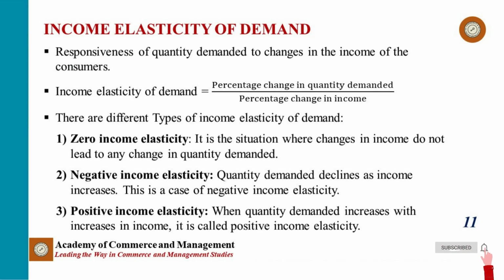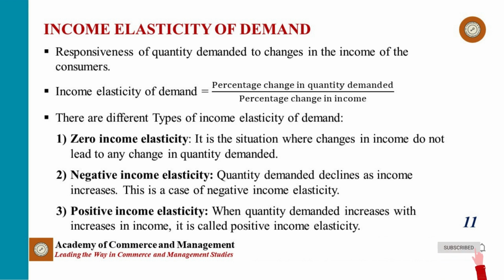The second type of elasticity of demand is income elasticity of demand. Income elasticity of demand is the responsiveness of quantity demanded to changes in the income of the consumers. It can be calculated by dividing the percentage change in quantity demanded with the percentage change in income. There are different types of income elasticity of demand. The first one is zero income elasticity. Zero income elasticity is the situation where changes in income do not lead to any change in quantity demanded. Example, salt, matches, and medicine.